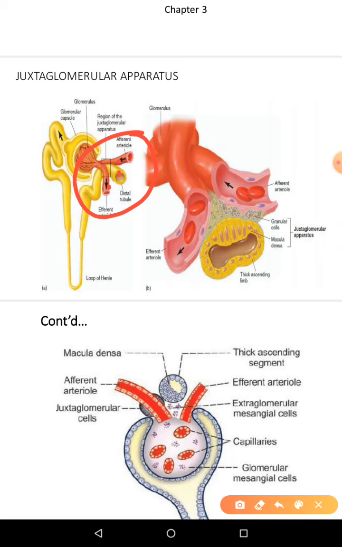And then on the distal cells, we have what you call the macula densa. The macula densa are like chemoreceptors. Okay, they sense the levels of sodium and chlorides in the tubular fluid. We are going to see that later on.